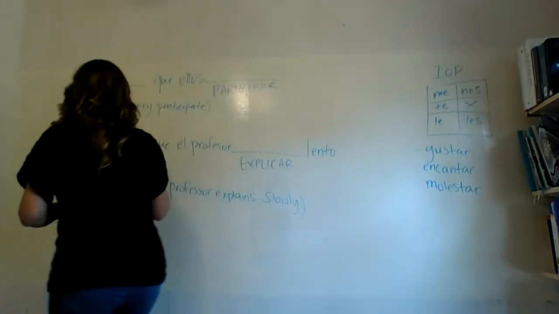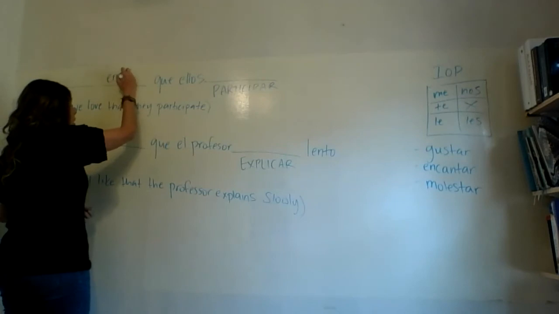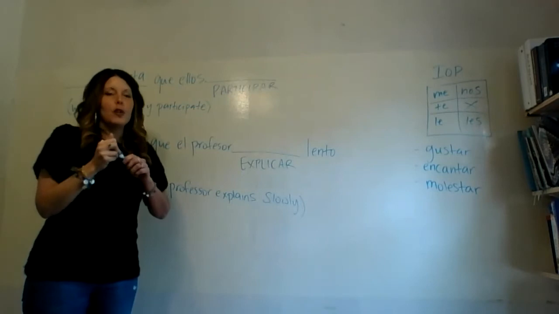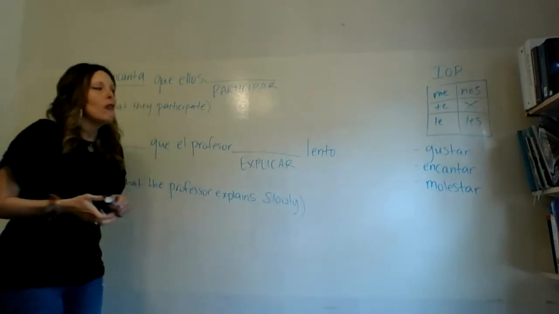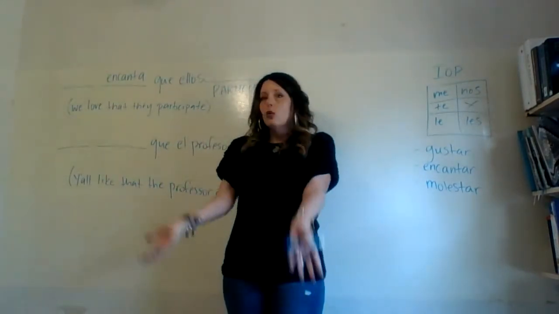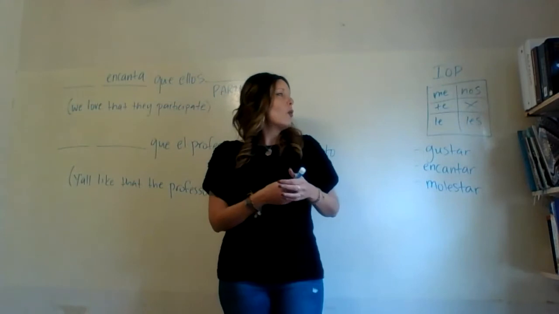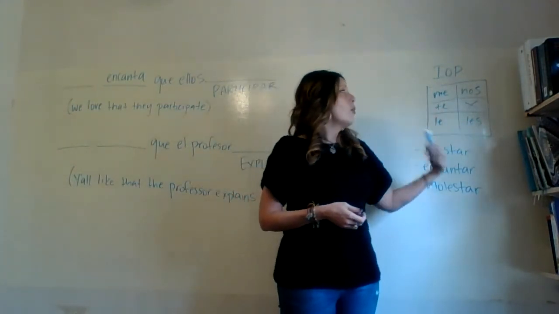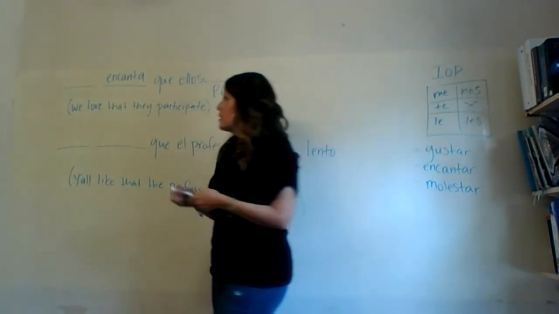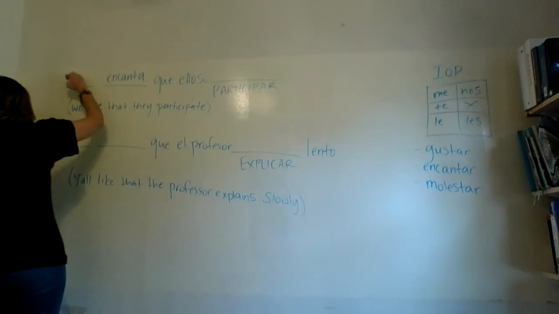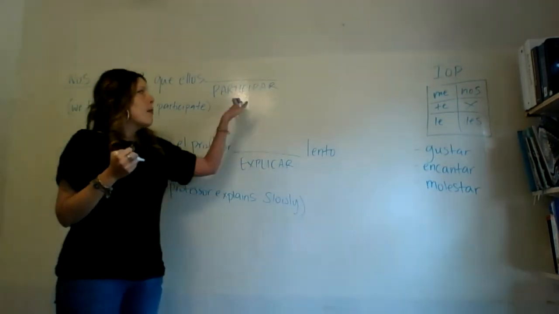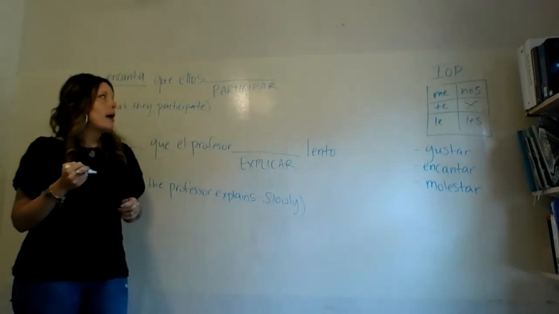So I would go ahead and, in the present tense, third person singular conjugation, plunk down encanta, and then try to determine which appropriate indirect object pronoun I need. When you try to figure that out, you say to yourself, who loves it? We love it. So which one of these IOPs would be appropriate for when we love it? Obviously, it will be nos. So that's going to go here in the front. Nos encanta que ellos, and then participar, to participate.